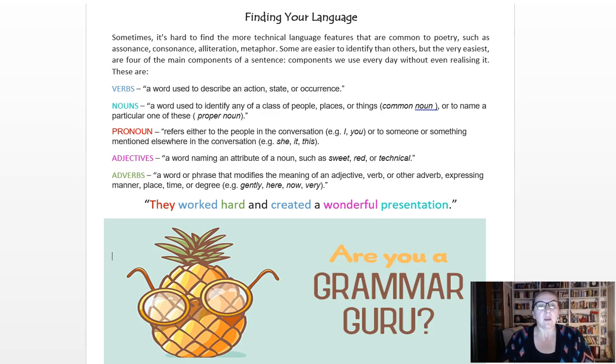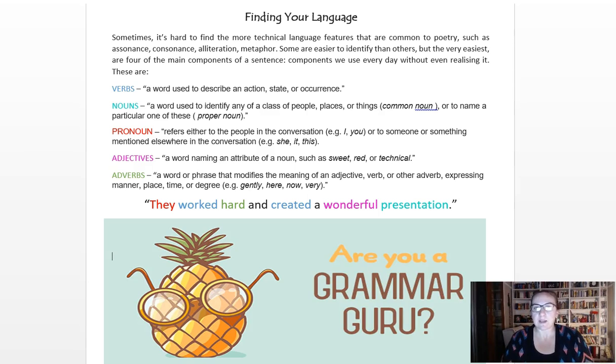So a pronoun now refers either to a person in the conversation, so you, me, I, or to someone or something mentioned elsewhere in the conversation. So them, she, him, it, they. An adjective is a word naming an attribute of a noun, such as sweet, red, technical. Now these adjectives you might know of as describing words.